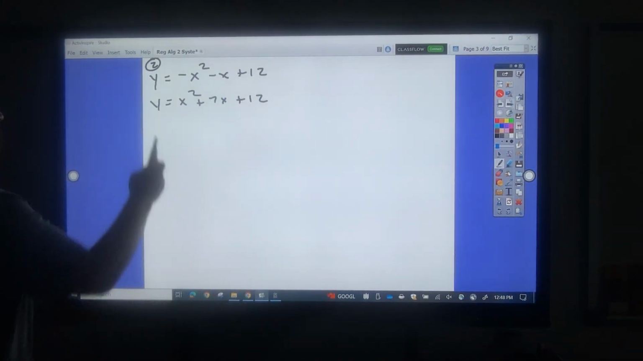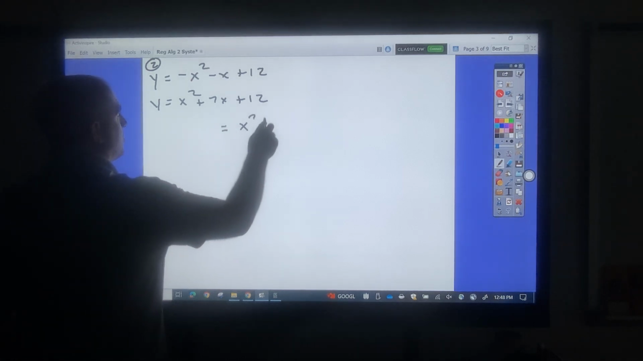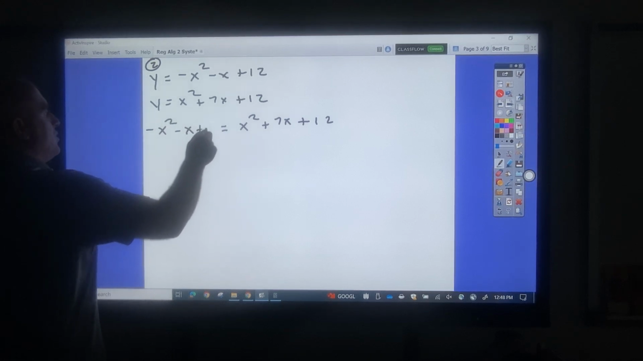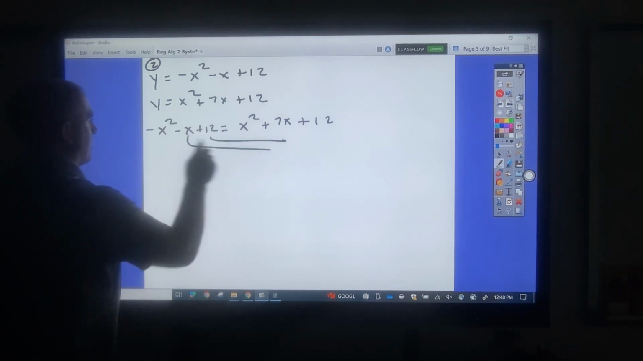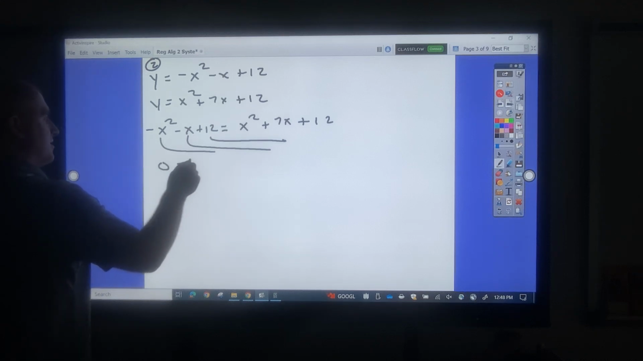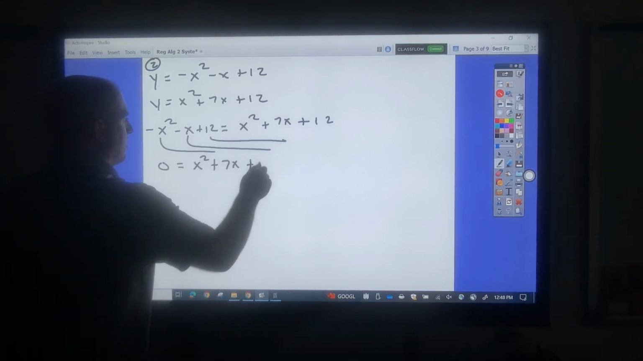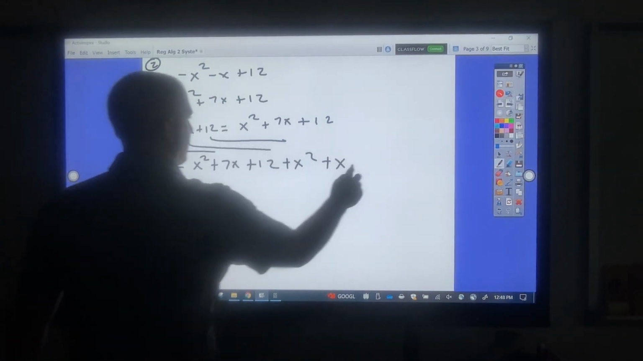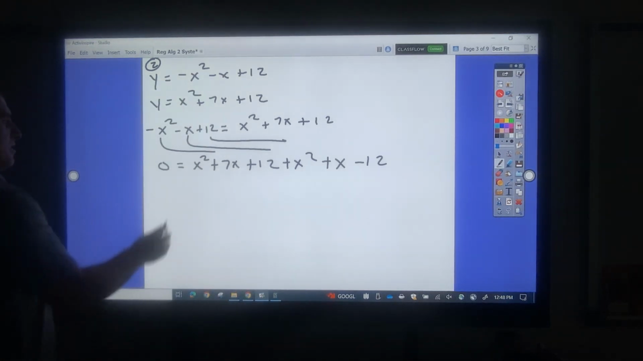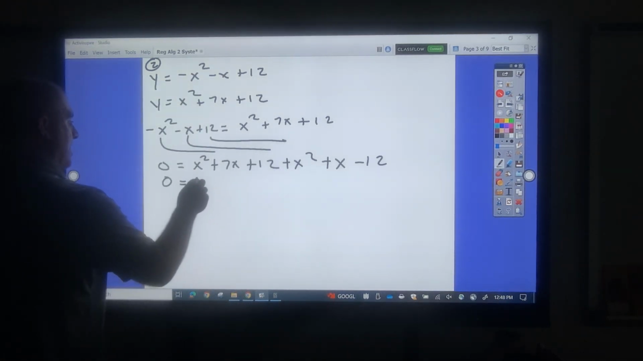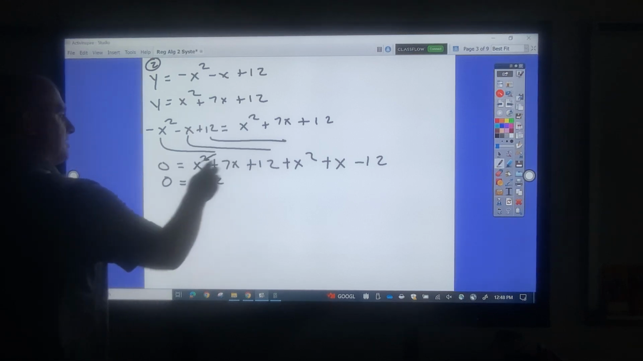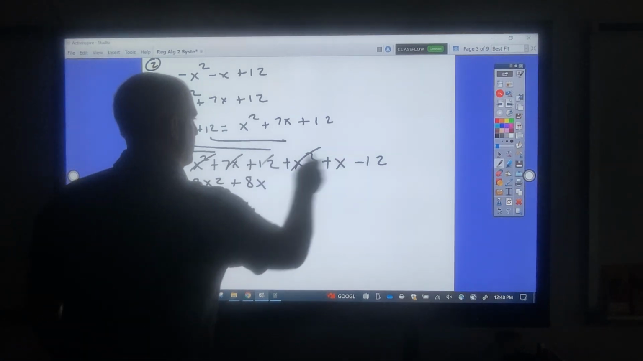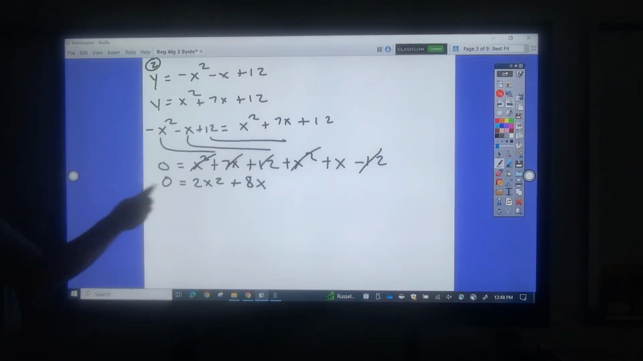All right, so this one, what I want to do is set these 2 things equal to each other. My strategy would be to move stuff this way, because that's the positive x squared. So I got 0, the same thing I had before. Now I'm going to have positive x squared, positive x, negative 12. If I combine, x squared and x squared is 2x squared. So that's gone. 2x and 7x is 8x. This and this would be 0. Now, how would I solve that? I would solve that by factoring.